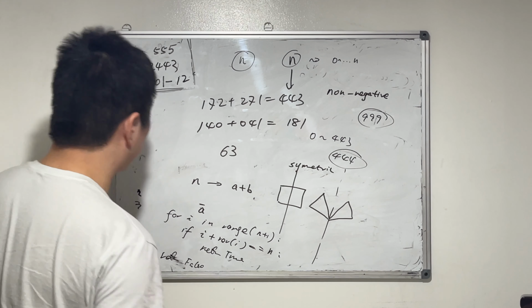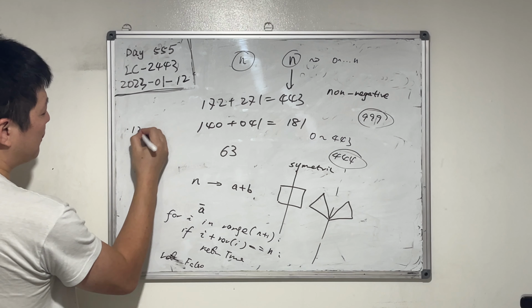And this reverse function, let's write it. How do we reverse this one? If we say 1, 2, 3, how do we get the 3, 2, 1?